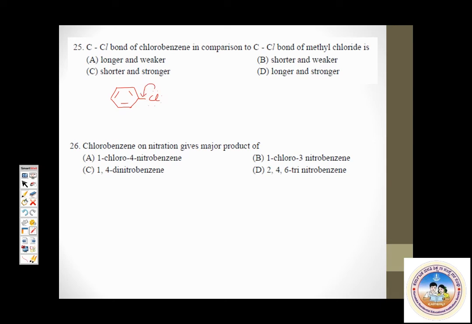The resonance structure is this, with a partial double bond character to the carbon chlorine bond. Plus charge, minus charge. Okay. Partial double bond character. So with partial double bond character, the bond becomes shorter and stronger. Double bond is stronger and shorter than single bond. So this bond here is shorter and stronger.